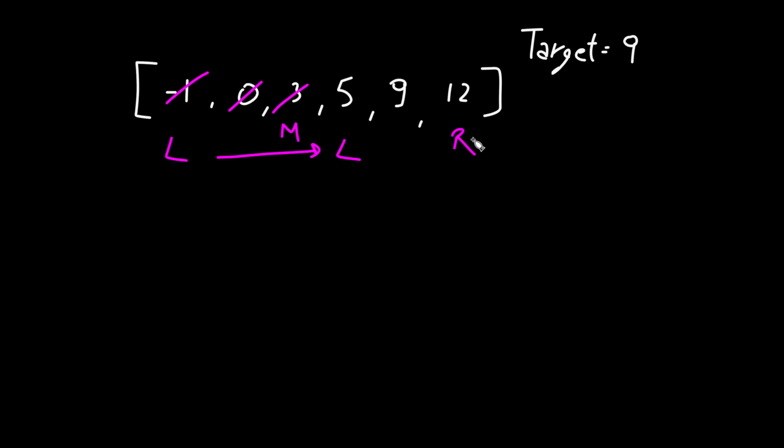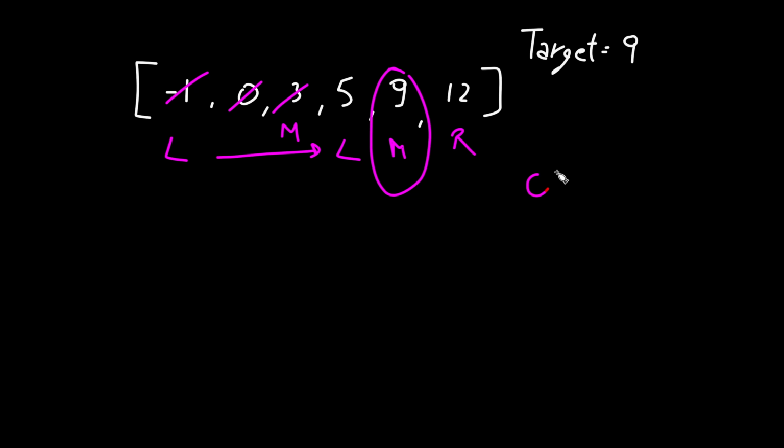We want to repeat the same thing. We want to do left plus right pointer divided by 2 and find the middle pointer. Now we want to check, is middle equal to the target? Yes, it is. So we can simply return the index of this number 9, which is going to be our middle pointer. As you can see, when we did this first iteration, we eliminated the first part of the array, whatever was at the left of this middle pointer. So this is quite efficient, and this is how binary search actually works.